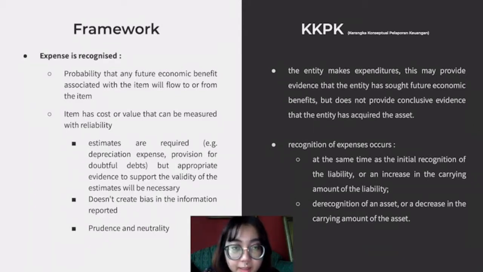So in KKPK, the entity makes expenditure that may provide evidence that the entity has sought future economic benefits, but does not provide conclusive evidence that the entity has acquired the asset. Recognition of expenses occurs at the same time as the initial recognition of liability and an increase in the carrying amount of the liability. And it also recognizes when the recognition of an asset happens or a decrease in the carrying amount of an asset.